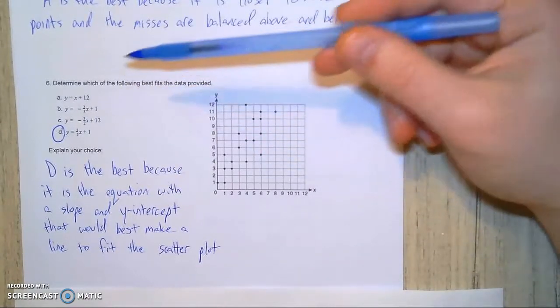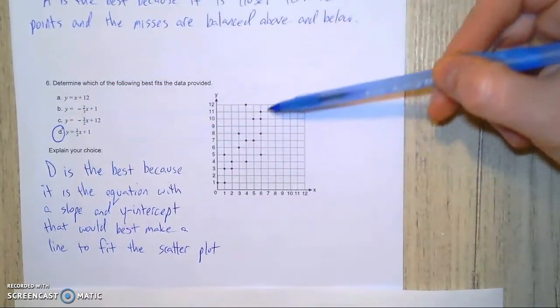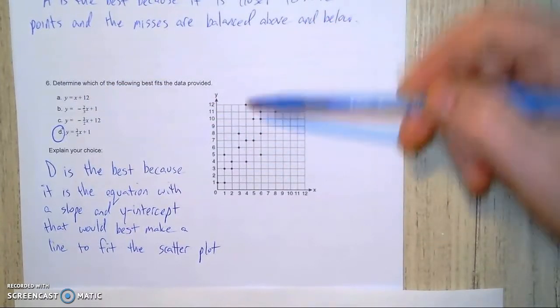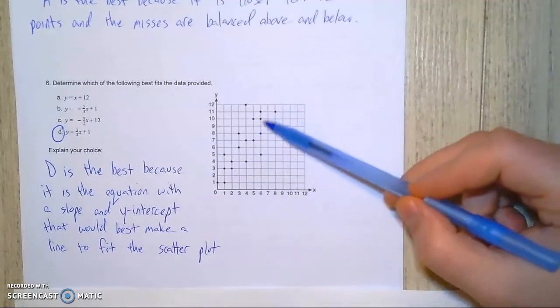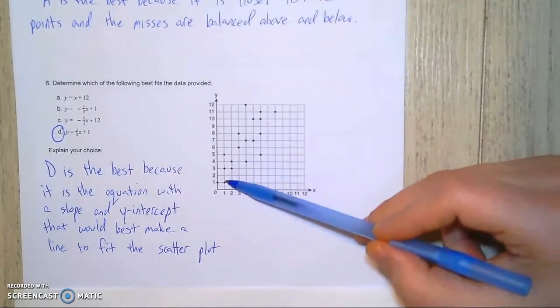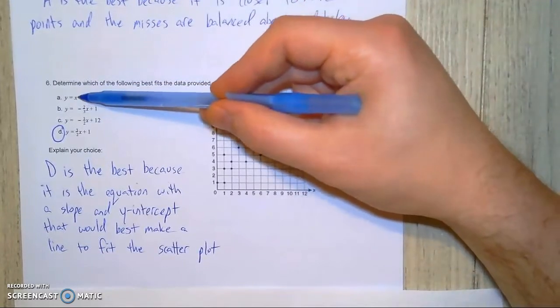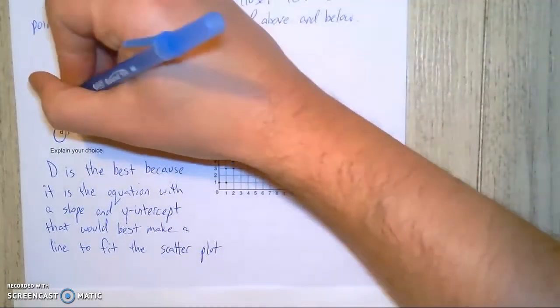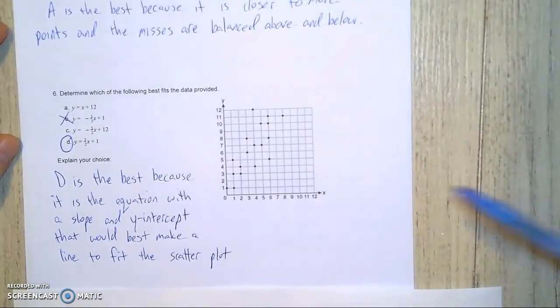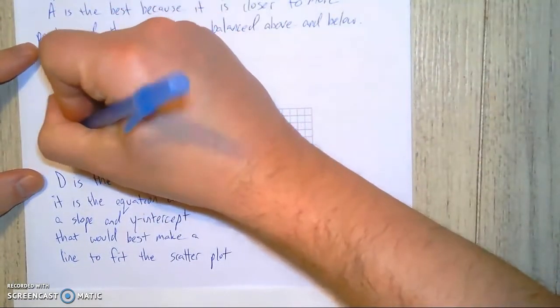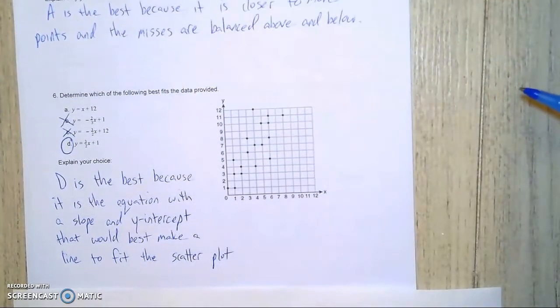What I consider when I choose an equation to fit a scatter plot is, for starters, does this scatter plot have a positive or negative correlation? And once I realize it's a positive correlation, I can look for slopes that are positive. So I see choice B there had a negative slope, and choice C as well had a negative slope. So I get rid of them, and I know I need a positive slope.